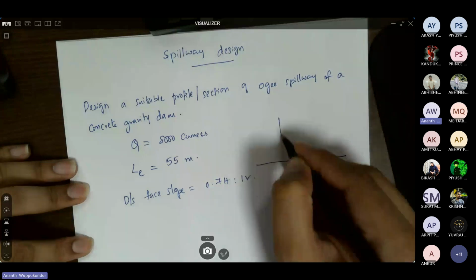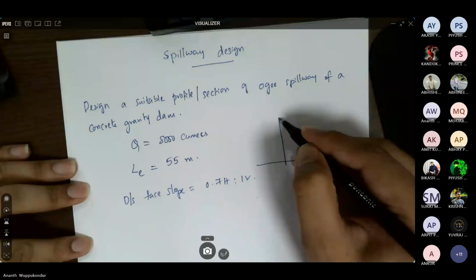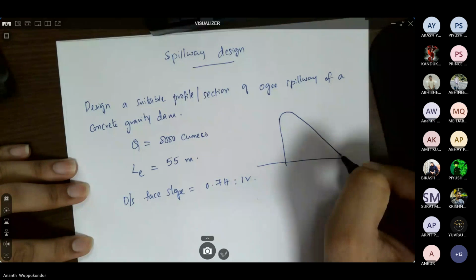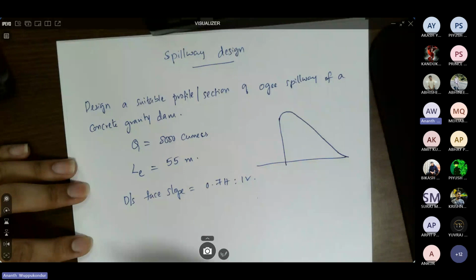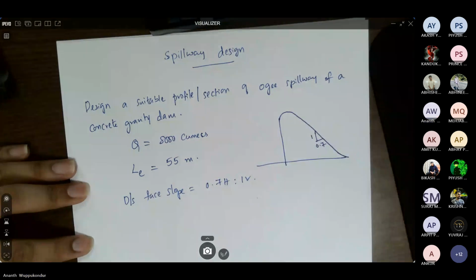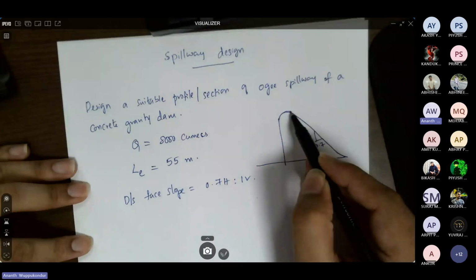So let's say this is our upstream face. We are assuming a vertical upstream face. And then this would be our downstream spillway profile, and this slope is roughly about 1 vertical to 0.7 horizontal. So we need to find what this profile is going to look like.